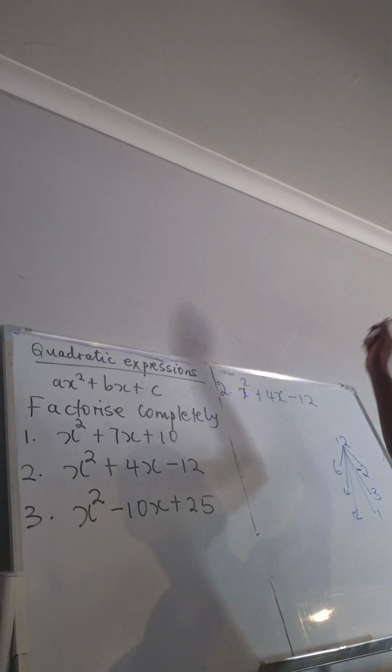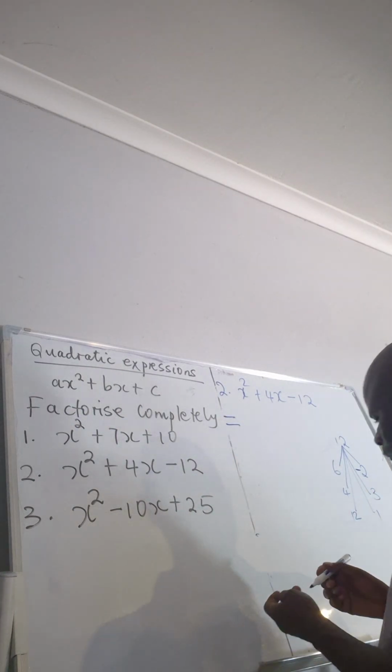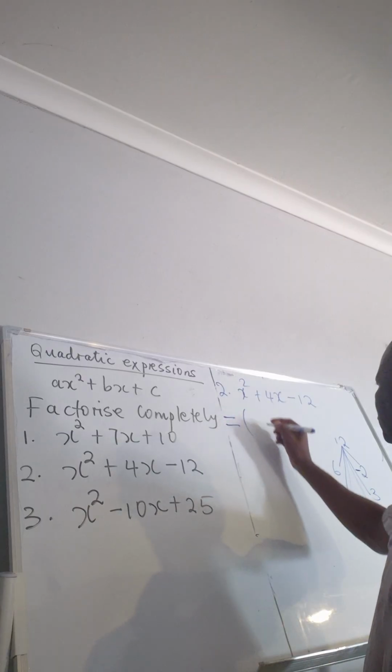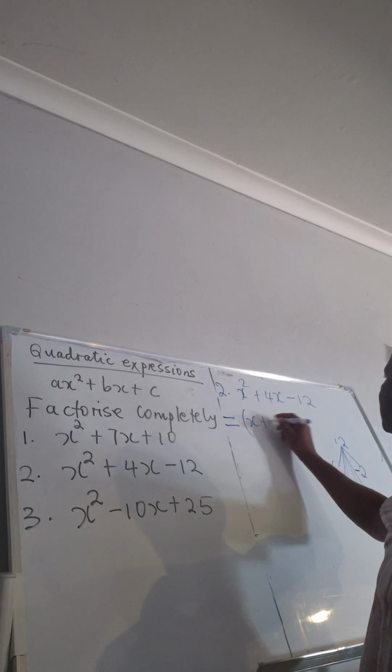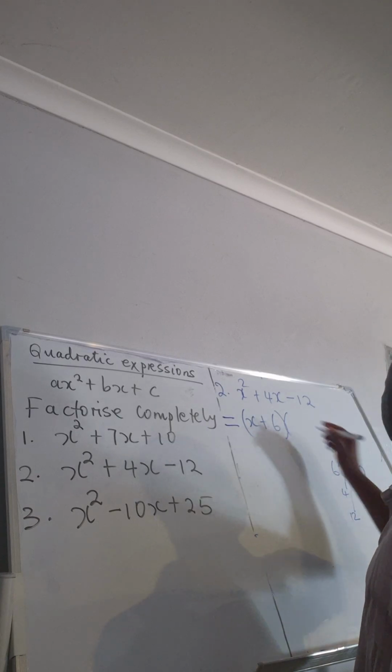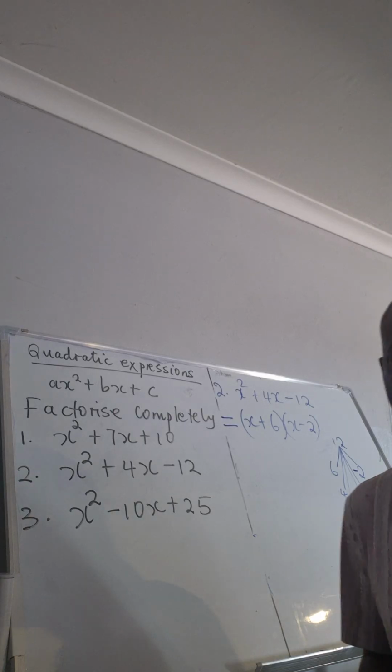6 times minus 2, we get minus 12. So now that expression is going to be equal to x plus 6, then that side is x minus 2. Is done. Finished.